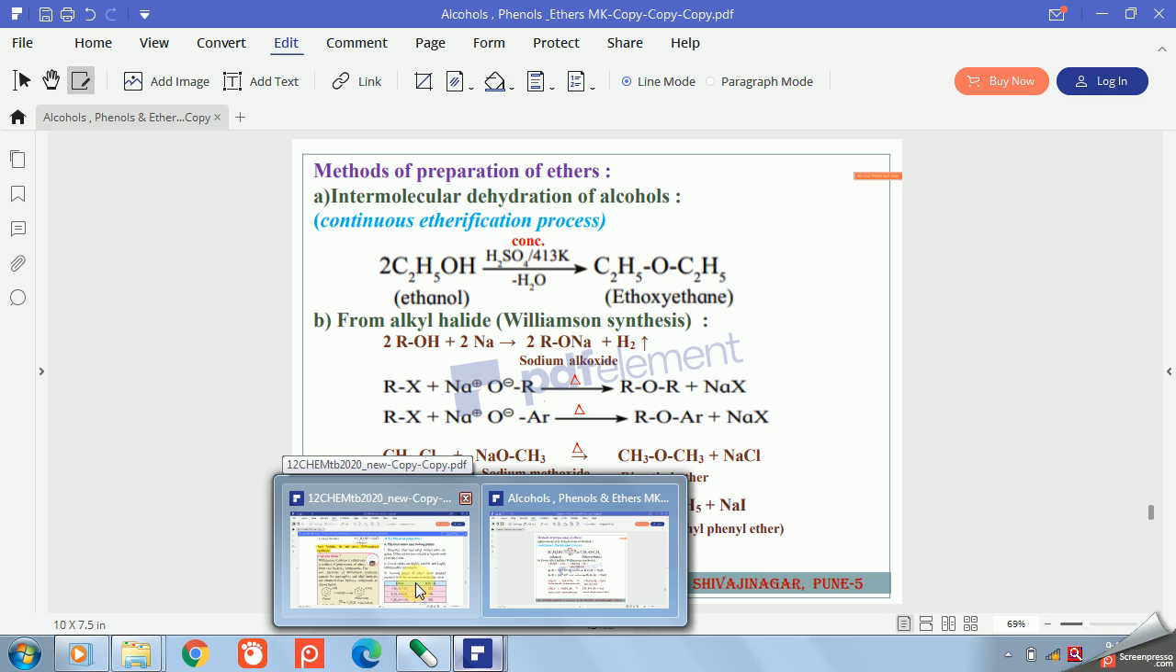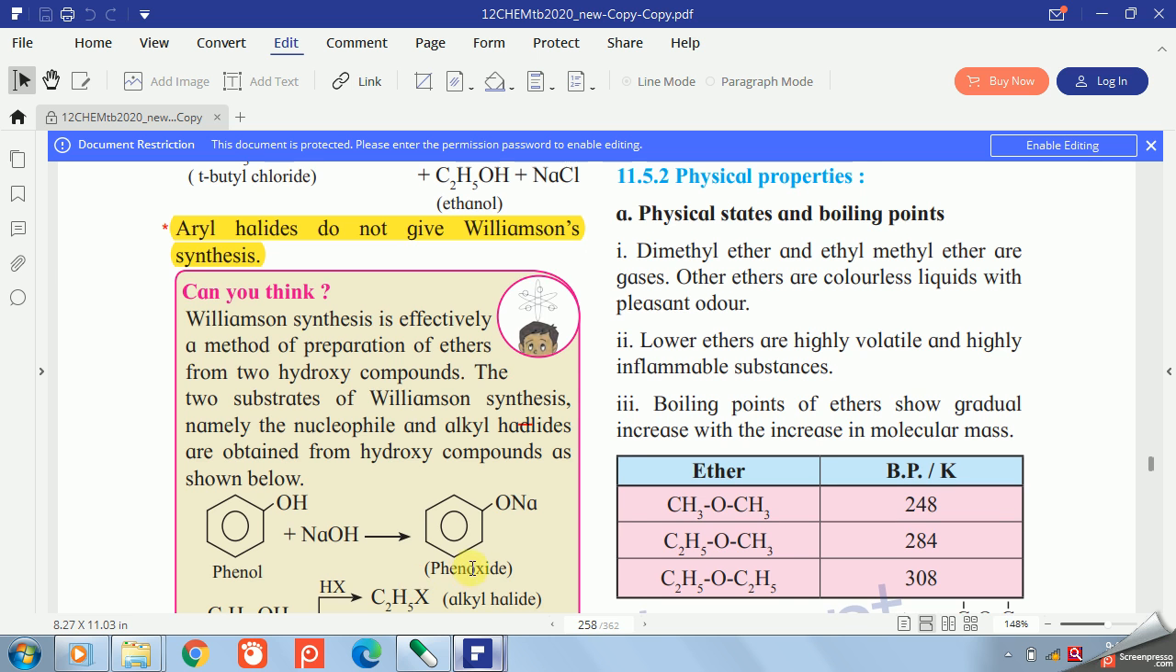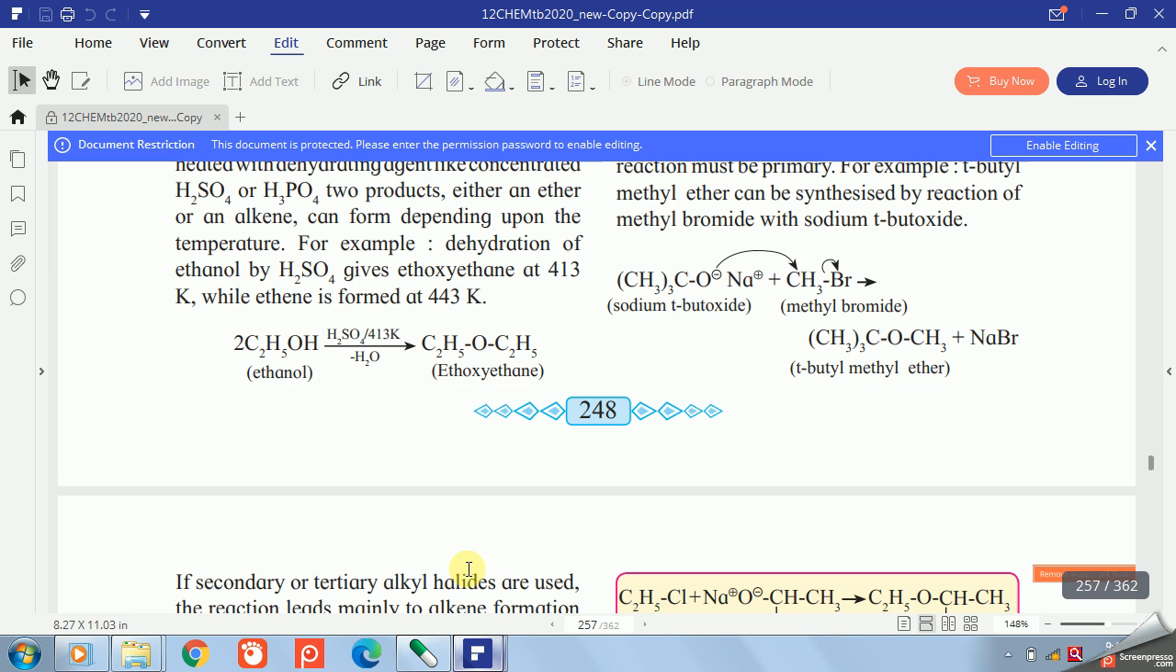One more thing that we have to remember regarding this reaction is, when the alkyl halide is methyl bromide and the alkoxide is sodium tertiary butoxide, meaning (CH3)3CO- Na+, then our expectation is (CH3)3COCH3, tertiary butyl methyl ether, and NaBr.